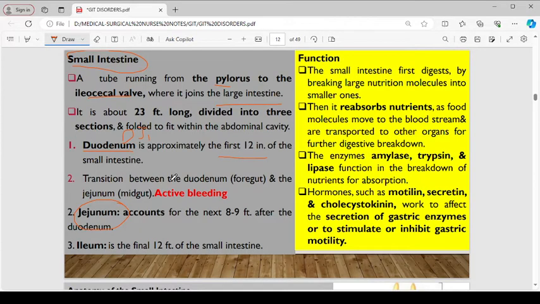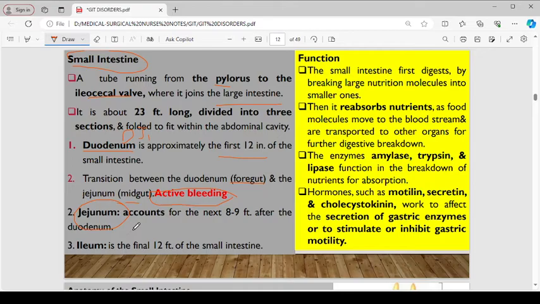We have this transition between the duodenum to the jejunum, and this place is normally affected by one common pathology that we refer to as active bleeding. Active bleeding is likely to occur at the transition between the duodenum, which is the end of the foregut, and the jejunum, the beginning of the midgut.